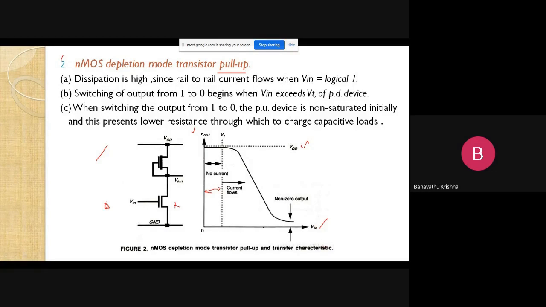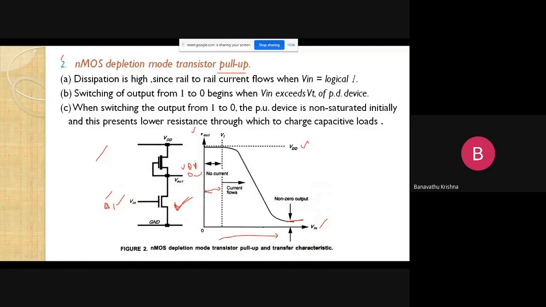In the second case, if you are applying input as one, then for that V input the enhancement mode device is going to be in on condition. Then there is a path between V out and ground. So whatever response is available here will discharge to ground through this enhancement mode device. Finally, we are getting the output response as zero. So when we apply one here, output is zero. If you are applying input as zero, then output is VDD.